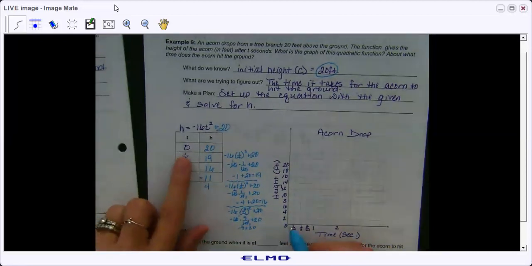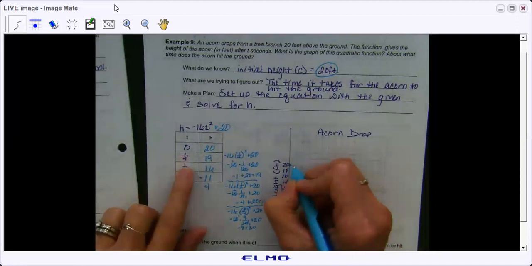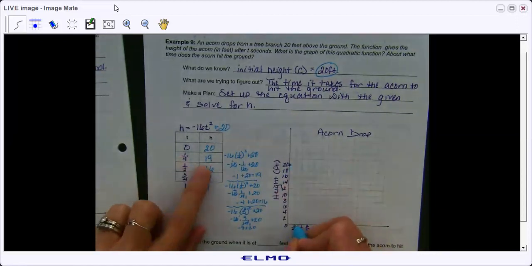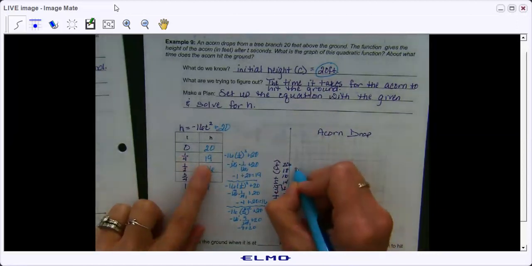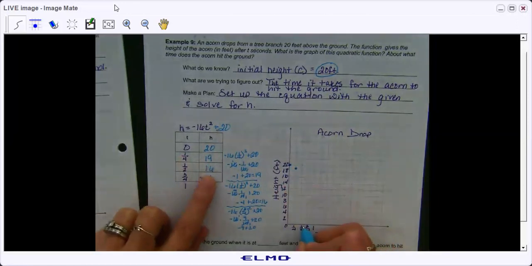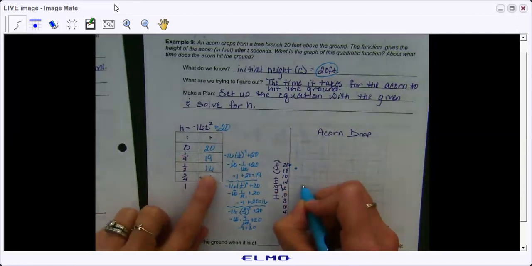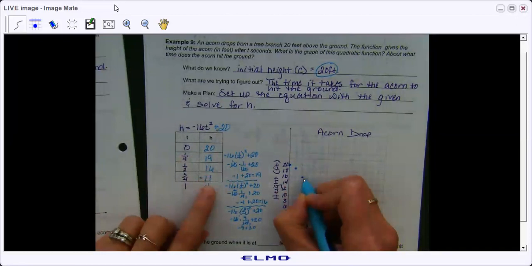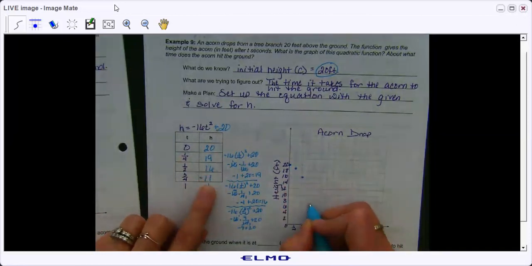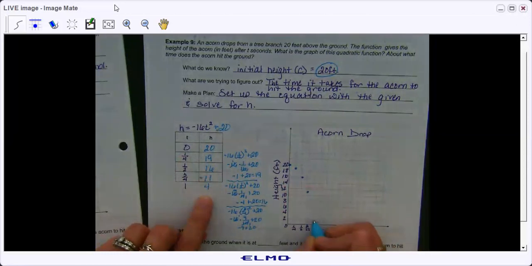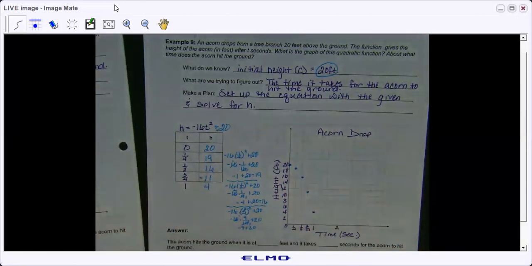Okay. And now I'm going to graph my results. So I have 0, 20. I have 1/4, 19. So that's going to be between 18 and 20. I have 1/2, 16. I have 3/4, 11. I have 1, 4. But I don't know where it hits the ground. So how do I figure that out?